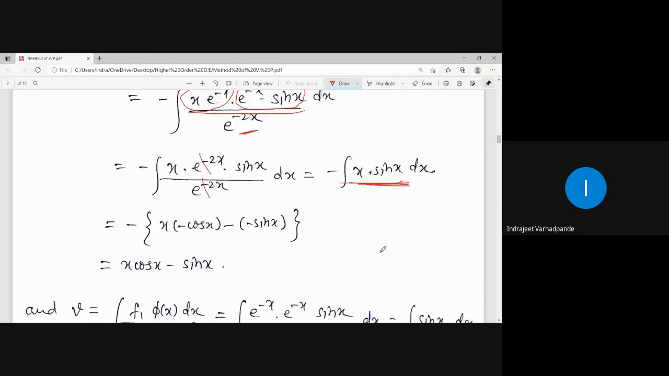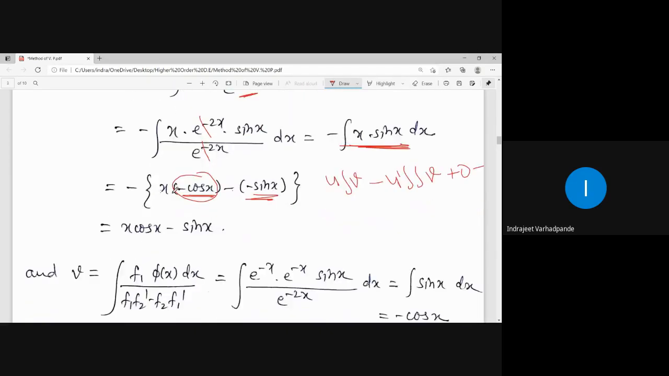Apply integration by parts. Minus outside. First into integration of second. Use the generalized rule of integration by parts: u into integration of v minus u dash into double integration of v. Derivative of x is 1, after that 0 will come, so there is no point writing that plus step. First into integration of second, minus derivative of x is 1, again integration of minus cos x. Integration of minus cos x is minus sin x.